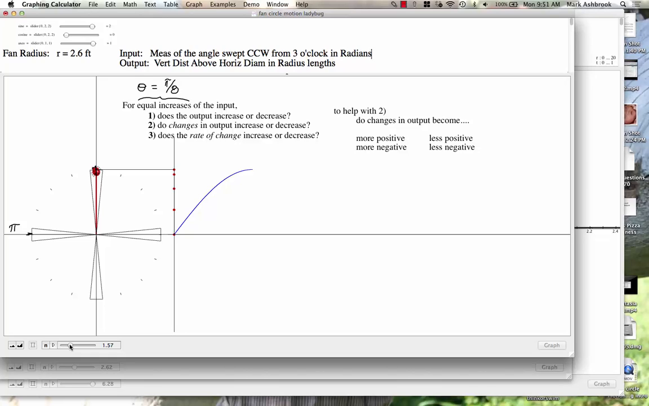So that's the first quadrant. It's the graph we get for the first quadrant when we're measuring the vertical distance above the horizontal diameter.